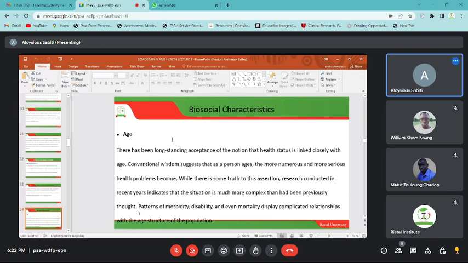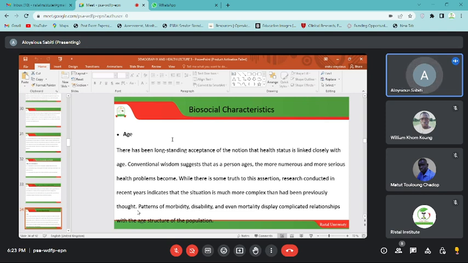linked to age. However, in different studies that have been done, the older a person ages, the more numerous and more serious health problems become. So what we're trying to say is that according to research, as people age, health problems become more severe. But we've seen this assertion or this belief being subjected to queries over very many researches.